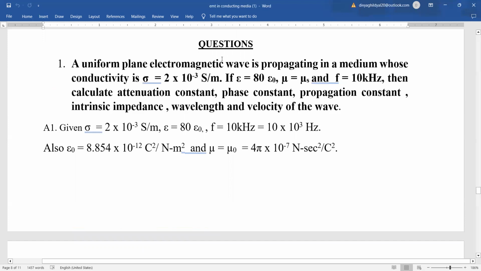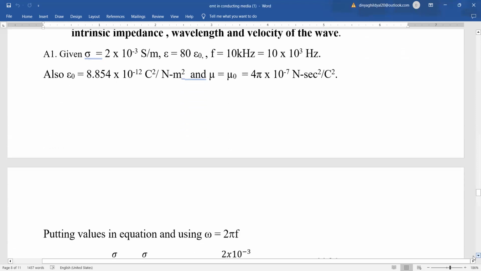A uniform plane electromagnetic wave is propagating in a medium whose conductivity is 2 into 10 to the power of minus 3 Siemens per meter. Epsilon is 80 times of epsilon naught, and mu is equal to mu naught, and f is equal to 10 kilohertz. Now you have to calculate attenuation constant, phase constant, propagation constant, intrinsic impedance, wavelength, and velocity. So everything is there in this numerical. Let us begin. Sigma is 2 into 10 to the power of minus 3. Epsilon is 80 times epsilon naught.